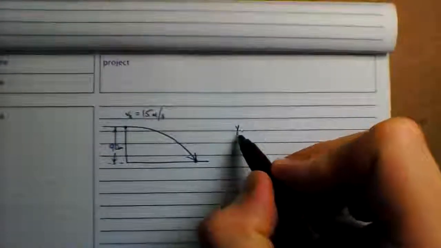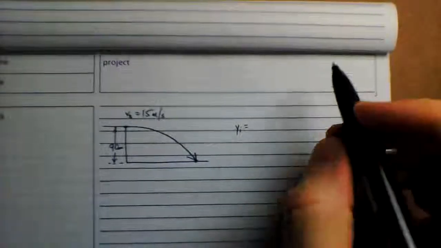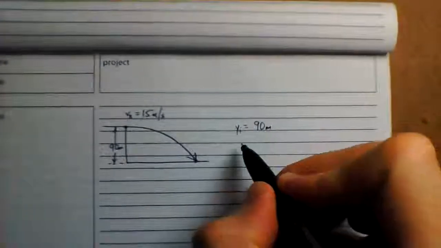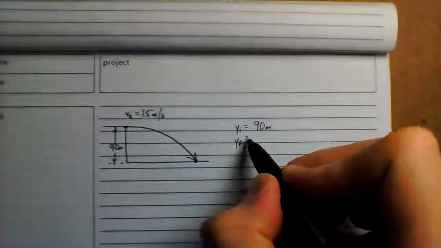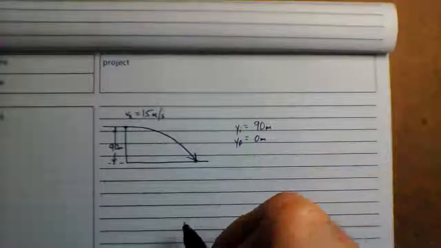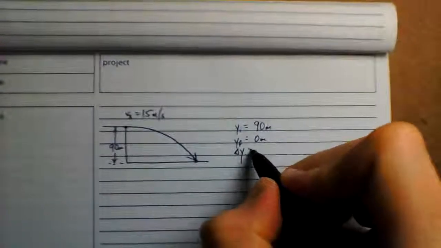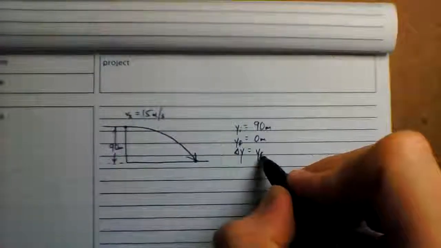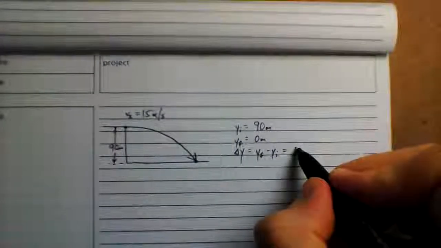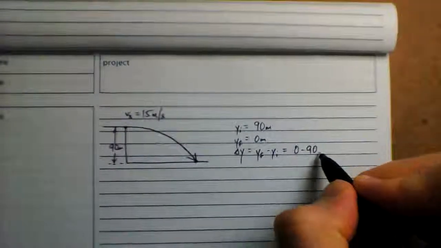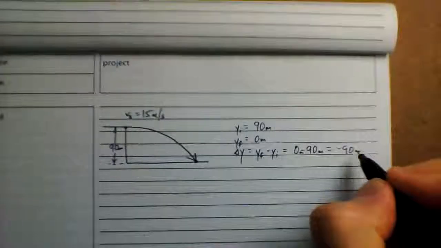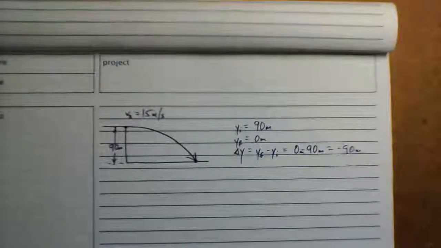Okay, and I'm going to start off with my position. I'm going to call that y sub i for my initial y. I'm going to call that 90 meters. I know at the end, I'm going to call that y final, y sub f, and I'm going to call that 0 meters. Now, if I want to find delta y, I know that delta y is equal to y sub f minus y sub i. So that's going to be equal to 0 minus 90 meters. All right, and that's going to give us negative 90 meters as our displacement in the y direction.